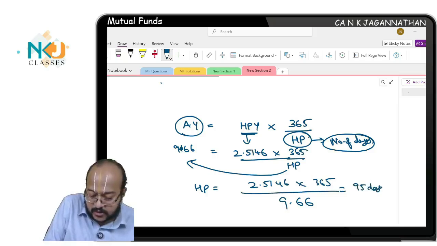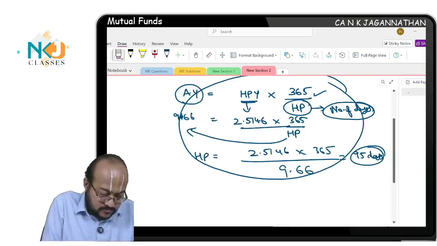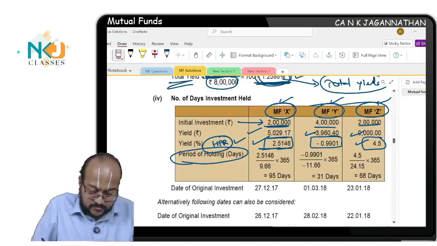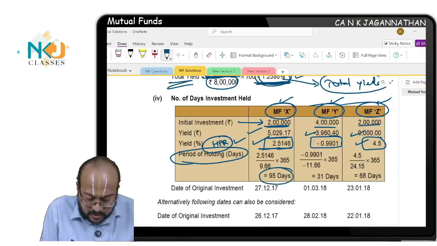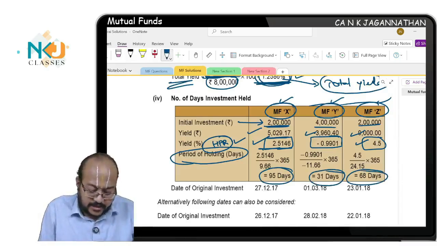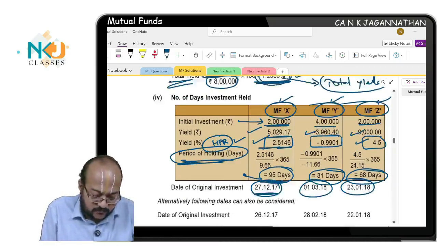Are you all understanding how it is solved? Like this you need to solve all the questions. Hence they've got the annualized yield, and they've got the number of days as 95 days, 31 days and 68 days. You back-work it: 95 days is the period of holding. If the period of holding is 95 days, from the maturity date you reverse work, you reduce it, and you will get the date of original investment.